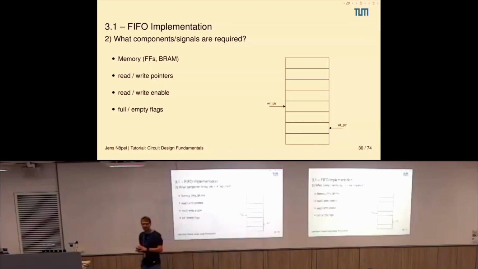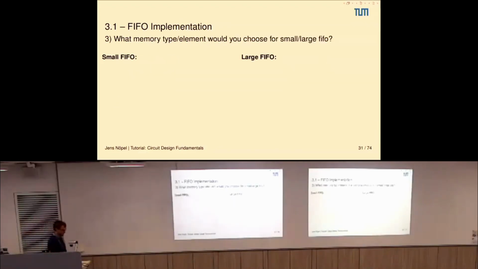Are there any questions? No. Okay. So now the big question is, what kind of memory element would you use? As said before, you have two options: either flip-flops, or you have the option to use SRAM or BRAM. And we have two scenarios we want to look at: either a small FIFO or a large FIFO. Would you use flip-flops or SRAM for small FIFOs? And what would you do for large FIFOs?